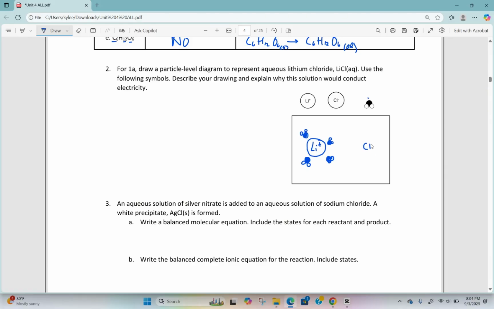For chlorine, it would be the opposite. I would have the hydrogen, which is the positive side of the water molecule, facing towards chlorine. And again, the reason we do this is because that's going to be an ion dipole interaction between the water and these ions. So we can show that with dashed lines if we want, but that's kind of the idea we were going for here. And describe why the solution would conduct electricity. When ions are dissolved, it allows electrons to flow. And that's what electricity is, it's a flow of electrons.